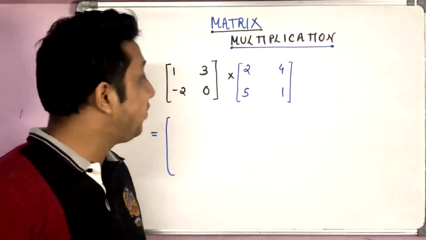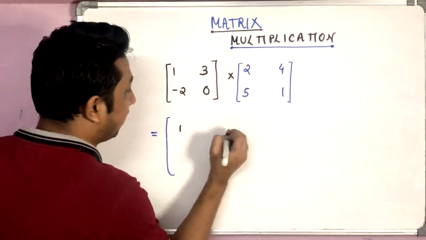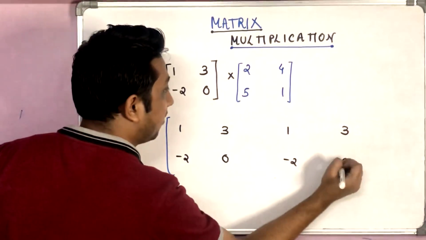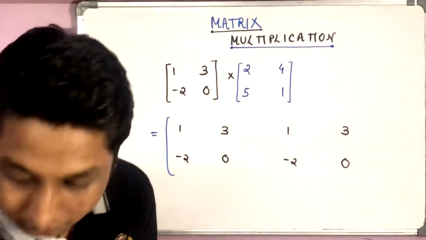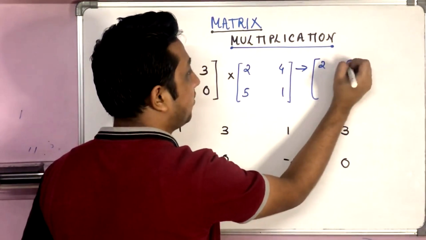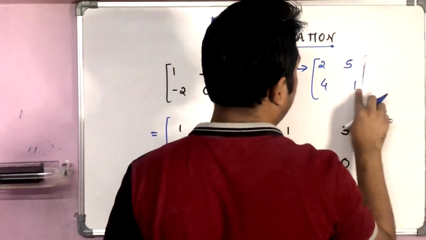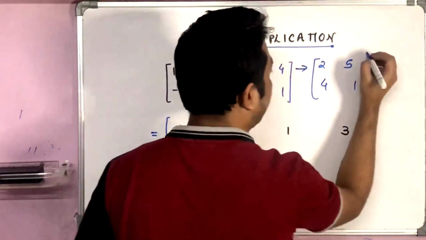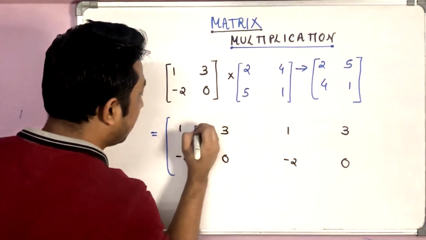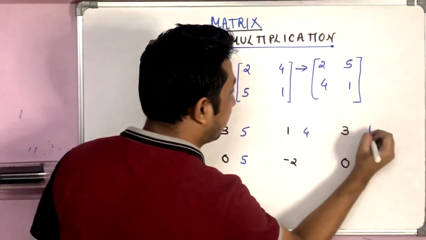Now let's take another example. We have 1, 3, minus 2, 0 multiplied with 2, 4, 5, 1. So first we place the elements of this matrix as it is with sufficient space. Then we transpose, that is exchange the rows and columns of this matrix. And we place this row twice here and then this row twice here.